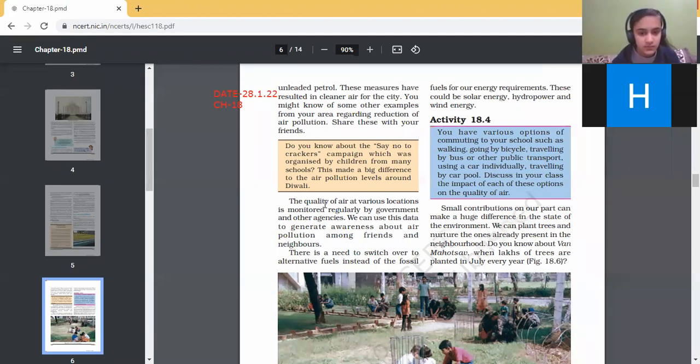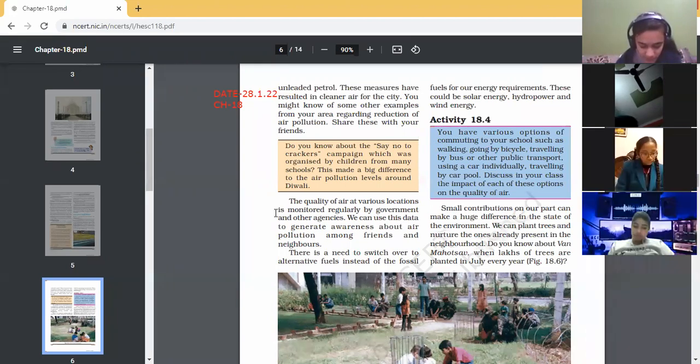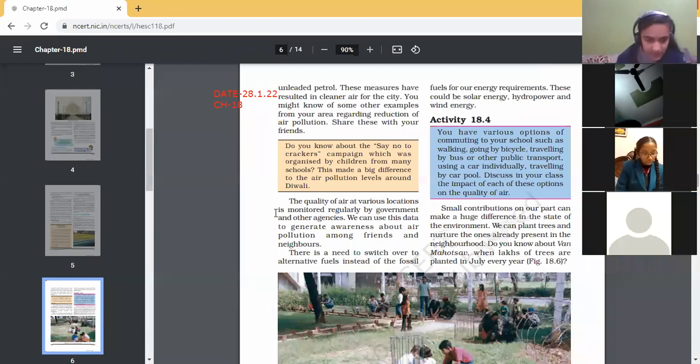The quality of air at various locations is monitored regularly by the government and other agencies. We can use this data to generate awareness about air pollution among friends and neighbors.